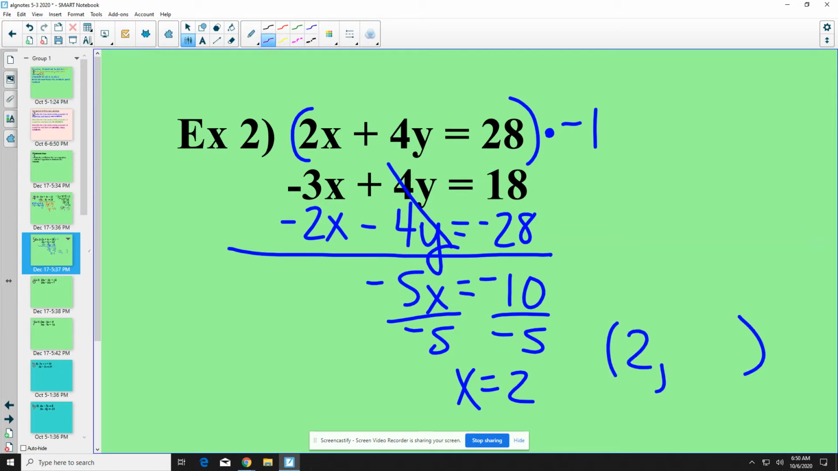So now I'm going to go back and put in 2 in one of the equations to find y. So I'll use the top one. So I'm going to have 2 times 2 plus 4y equals 28. 2 times 2 is 4.